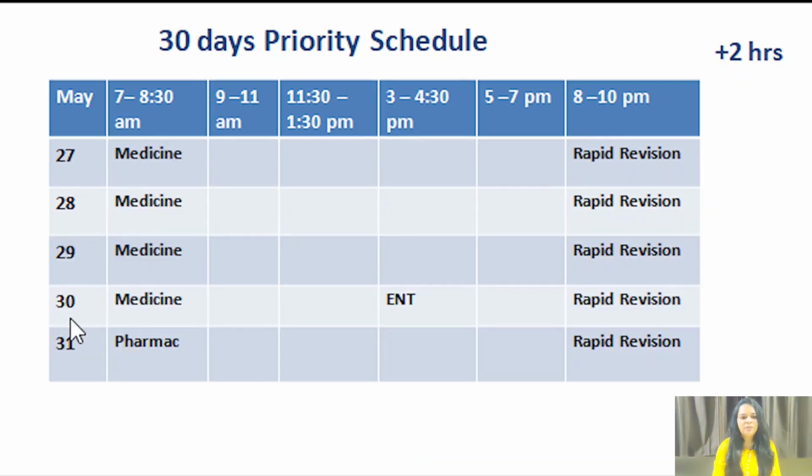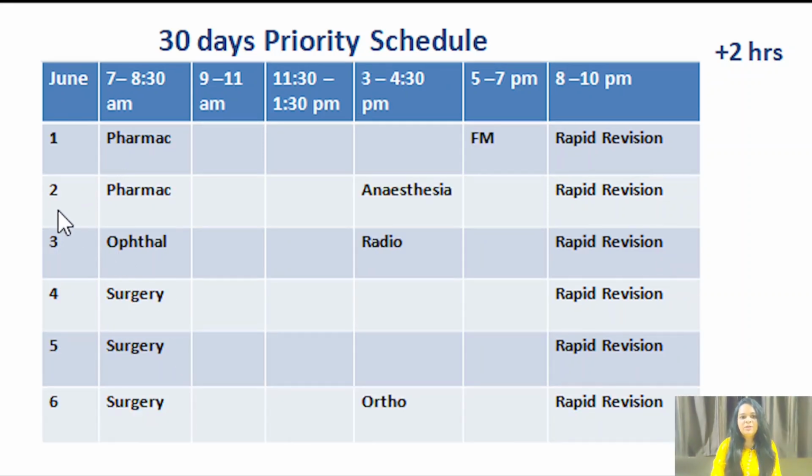From 27 to 30, you will study medicine, and along with that you will also study ENT. On the 31st, you will start with pharmacology. You will complete pharmacology by 2nd June. Along with pharmacology, you will also study forensic medicine and anesthesia in the afternoon session. Ophthal and radio, which are your short subjects, you will study on 3rd of June. Surgery you will be able to complete from 4th to 6th June, and along with surgery you will also complete orthopedics. Remember, the night session will always be for rapid revision.